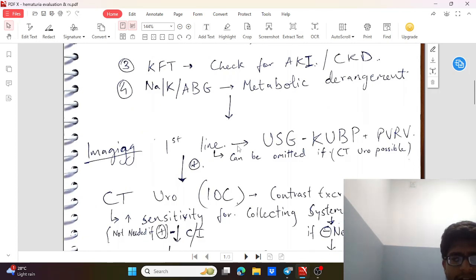Then we come to imaging. The first line that we go for is ultrasound KUB and prostate, that is kidney, ureter, bladder and prostate, along with PVRV, that is pre-void residual volume. And this will give us a rough estimate of any hydronephrosis, any SOL, or sometimes stones, sometimes cystitis, prostate enlargement, or residual urine.